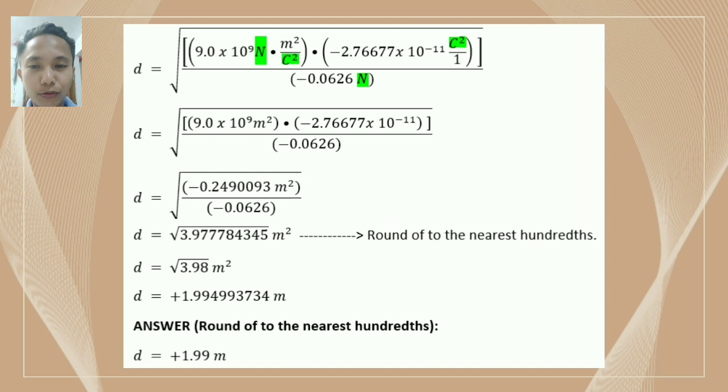is equal to positive 1.994993734, or you should round it off to the nearest hundredths, and it will be equal to our final answer for the separation distance, which is equal to none other than positive 1.91 meters for the separation distance. That is our final answer for this problem.